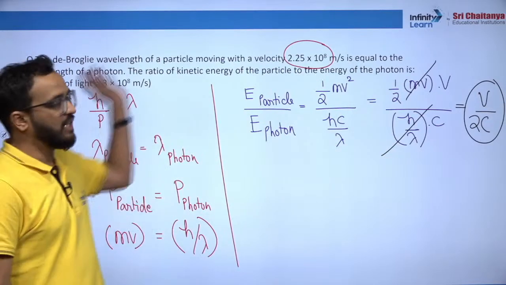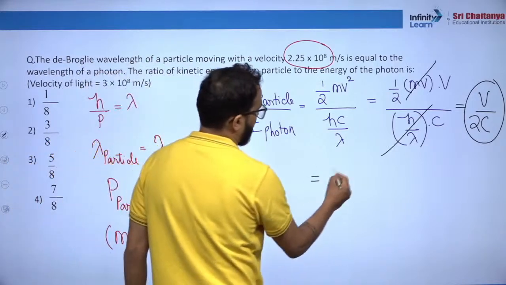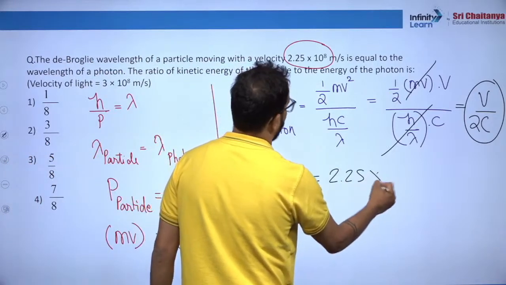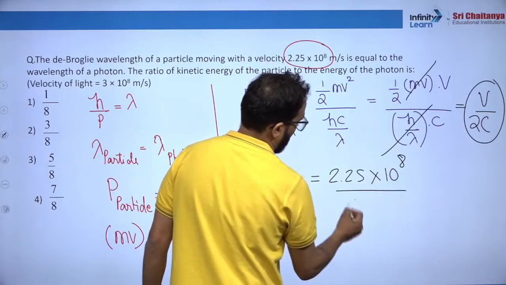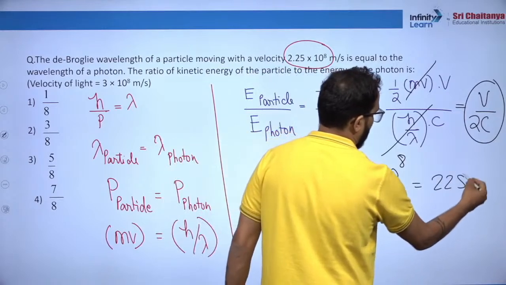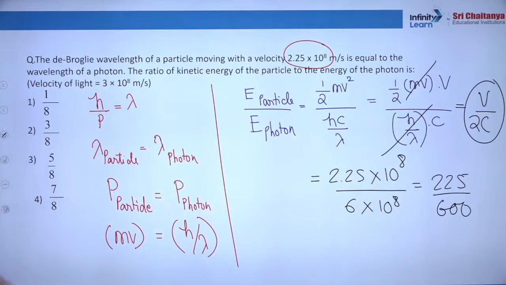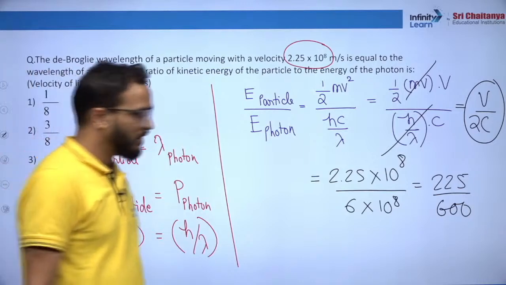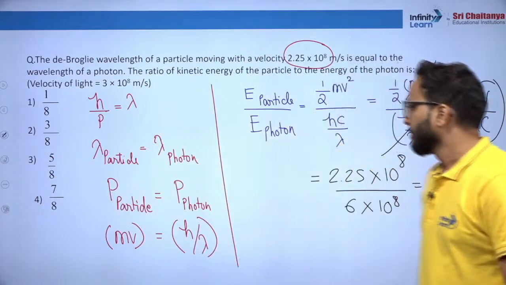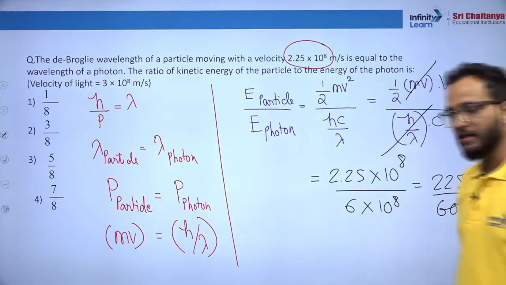The question was about electron and photon, right? So v by 2c, what is v? V is 2.25 into 10 to the power 8 upon 6 into 10 to the power 8. So it will be 225 upon 600. Now just solve it and get your answer, right? I guess it will be 3 by 8 or 5 by 8, whatever it is. I guess it is 3 by 8, yes, exactly. Clear?